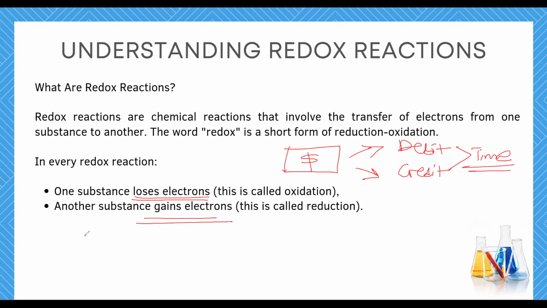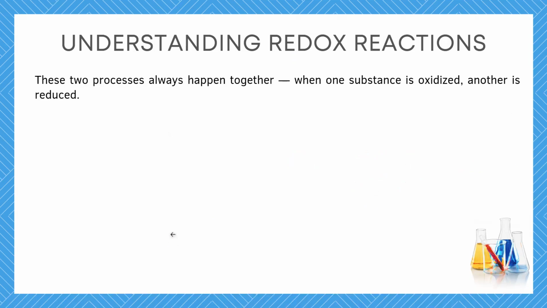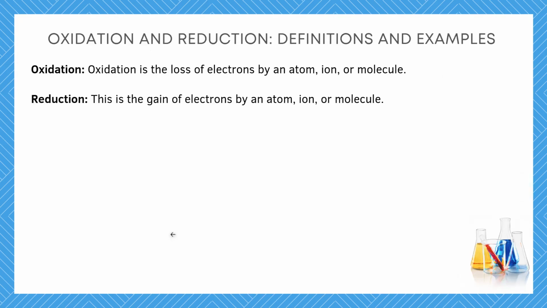So the substance that gets the debit alert in this case is the substance that is oxidized or undergoes oxidation. And the substance that gains the electrons or gets a credit alert is the one that is reduced or undergoes the process called reduction. So basically, redox reactions are reactions where both reduction and oxidation are occurring at the same time. It is also important to note that both processes happen simultaneously. When one substance is oxidized, another substance is reduced.